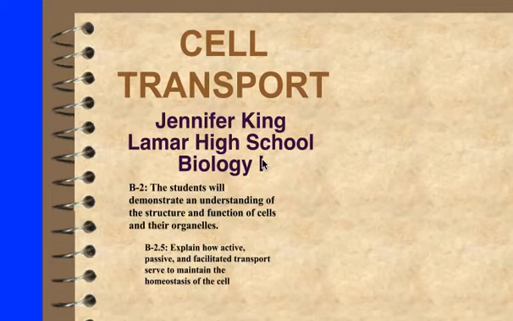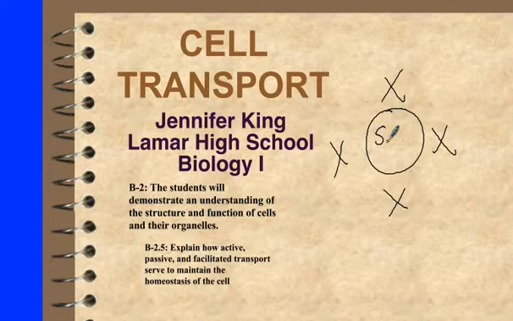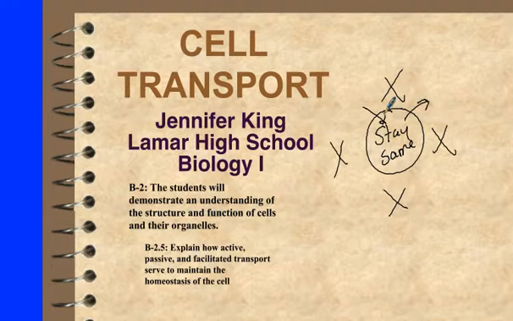In this screencast, we're going to look at cell transport. Our indicator states that we need to be able to explain how facilitated, passive, and active transport help the cell to maintain homeostasis. Remember, what that means is no matter what changes on the outside of the cell, everything on the inside of the cell must stay the same. Our cell membrane is what helps the cell to maintain homeostasis by controlling what goes out and what comes in to the cell.